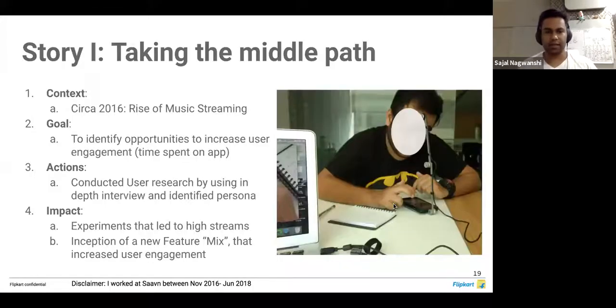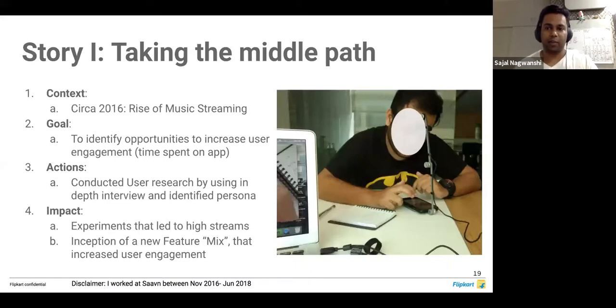The first story is called Taking the Middle Path, and no, it has nothing to do with Gautam Buddha. I'll come to that later. Back in 2016, I used to work in a company called Saavn, which is now called JioSaavn. That was the time when Jio had just launched and people had started streaming music on their mobile network, and it was bringing in a lot of traffic.